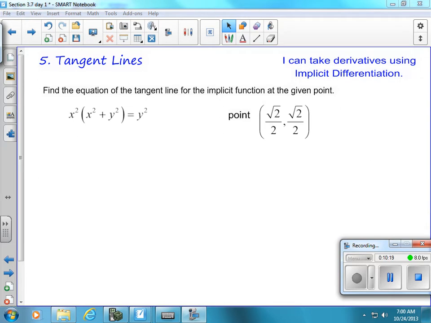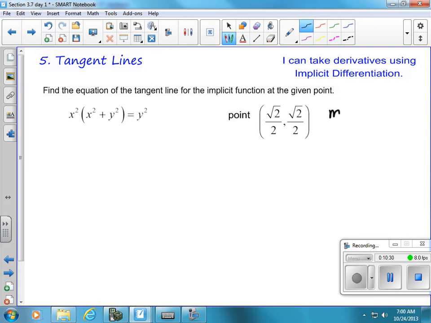All right, we're going to skip example D and then go to this example right here, finding the equation of the tangent line for the implicit function. We have a point. What we need to solve for is m, which is going to be dy/dx in this case. So we're looking for some number at x equals square root of 2 over 2, which would be our slope. So we're going to have to solve this equation and take the derivative of it.